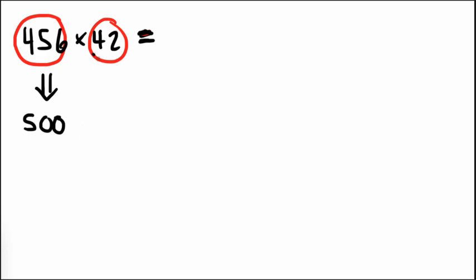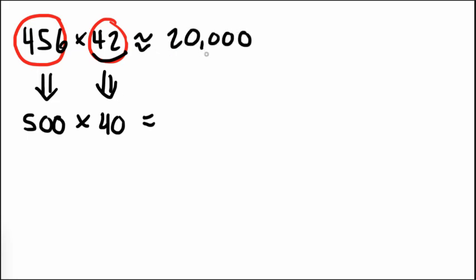And then if I round this one, I have 2 numbers. I'm just going to round to 40. Now that we've rounded, we can estimate what our answer is going to be. So if I estimated this to be 500 times 40, I can say this is going to be around 20,000.